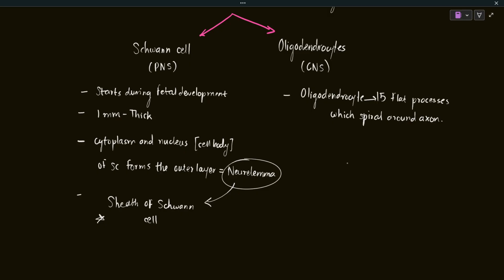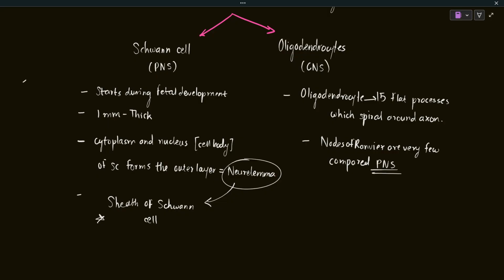Due to this, when a single process of the oligodendrocyte covers almost the whole axon, the nodes of Ranvier are very few compared to what we see in the peripheral nervous system. So in the central nervous system, nodes of Ranvier are quite few because, in many cases, a single process of the oligodendrocyte almost covers the whole axon.